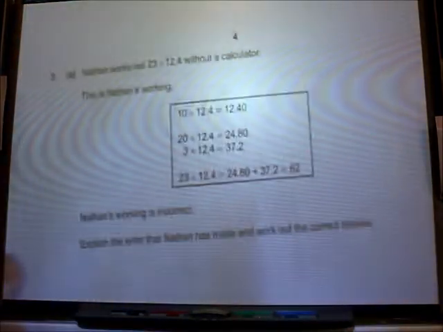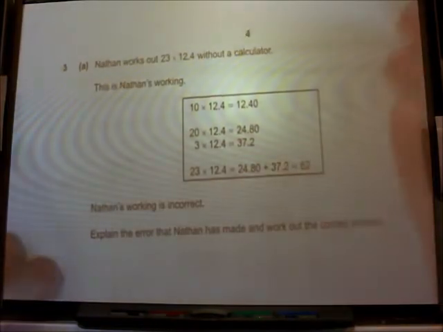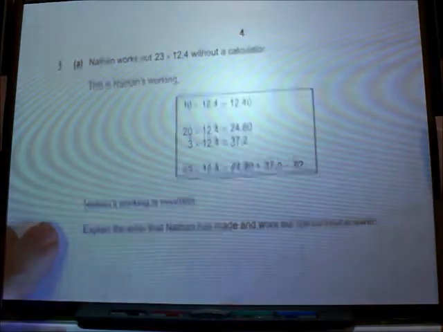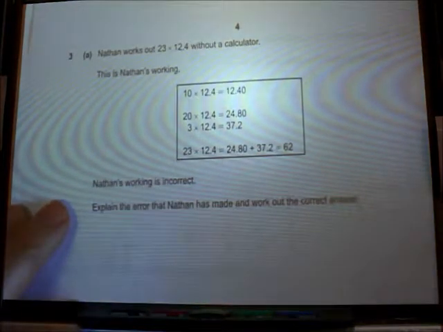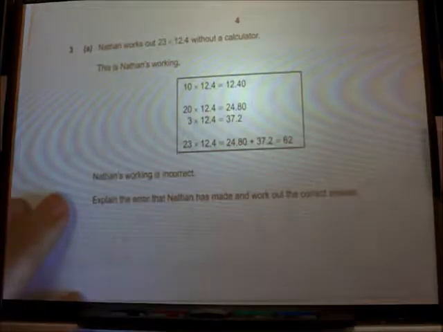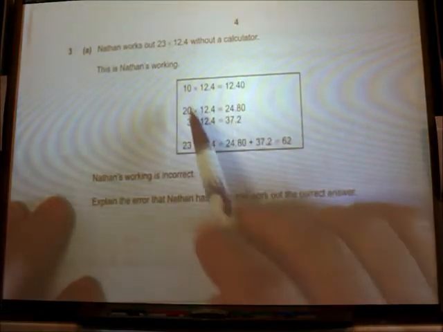Moving on, question number 3. Nathan works out 23 times 12.4 without a calculator. Here are his workings, so hopefully you can see them there. Basically he's incorrect. Explain the error he's made and work out the correct answer. Basically let's work out the correct answer. So let's see what he's done.